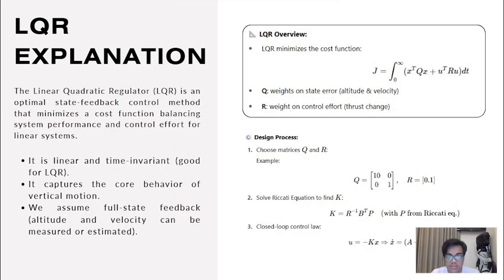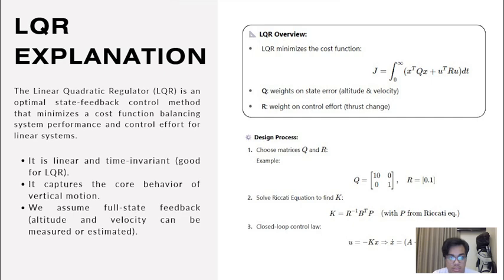With our system in state-space form, we can now discuss the control strategy. We'll be using the linear quadratic regulator, or LQR. It is an optimal state-feedback control method designed for linear systems. Its primary goal is to minimize a cost function which balances two crucial aspects: system performance, in our case keeping the altitude stable, and control effort, meaning how much thrust change we need to apply.